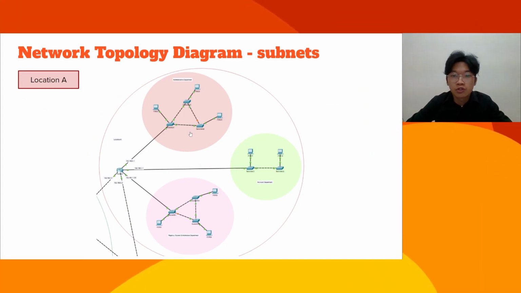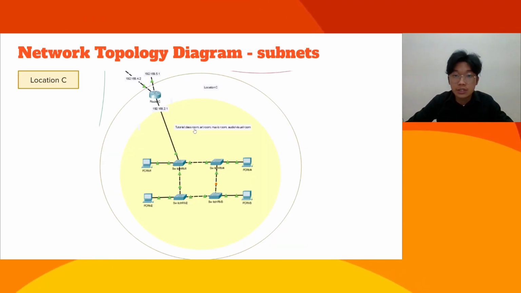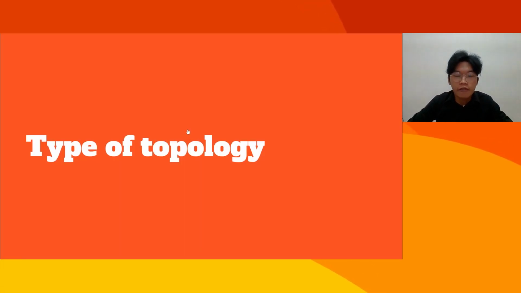Location A consists of two networks, with one ring topology subnet and one bus topology subnet in one of the networks and one ring topology subnet in another network. So we have two networks. Location B has only one network, consisting of two subnets using star topology and one subnet using ring topology. Location C consists of one ring topology subnet. Now, the types of topology will be presented by Khor.